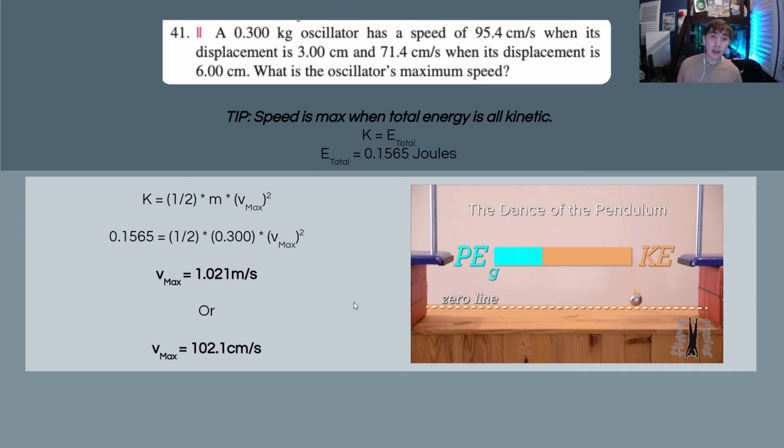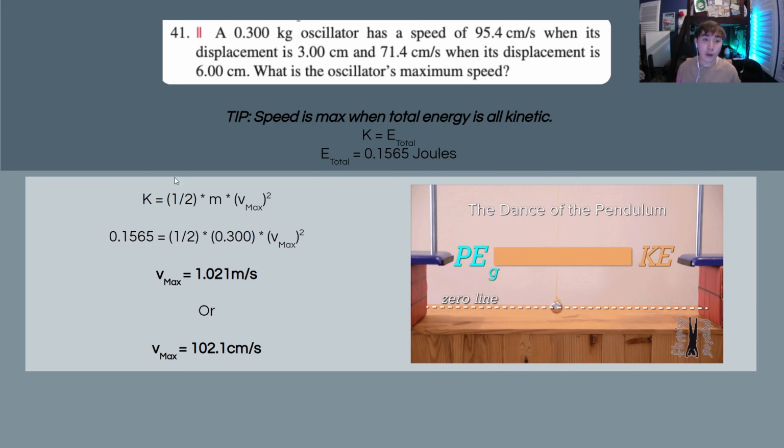So here is our theory. I was kind of confused, but I searched it up, and it turns out that speed is max when the total energy is all kinetic. You can see that here: when the ball is at its maximum speed, it's around the middle, and when it's at the middle, the kinetic energy is taking up all the energy in the whole system.